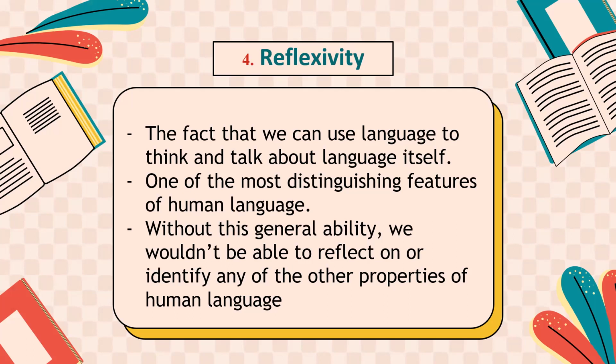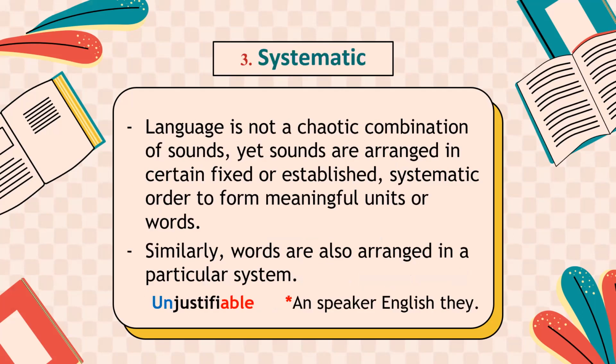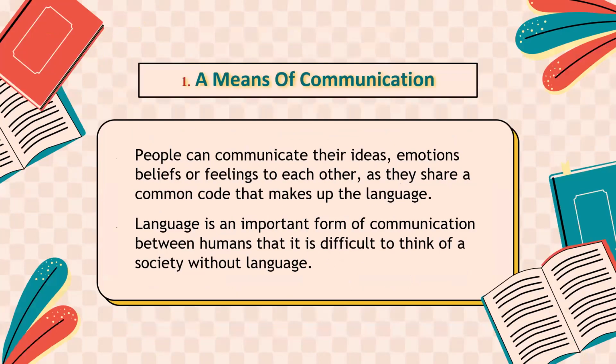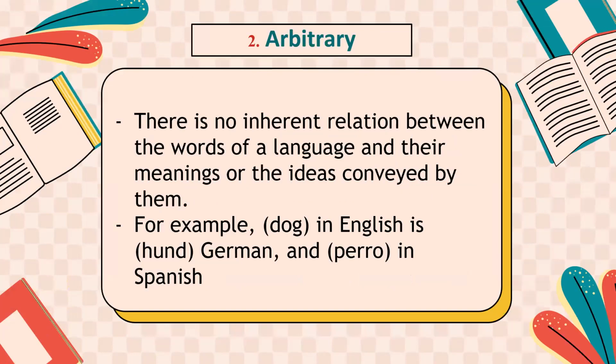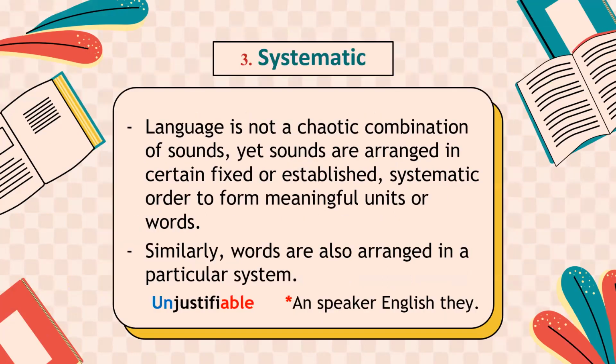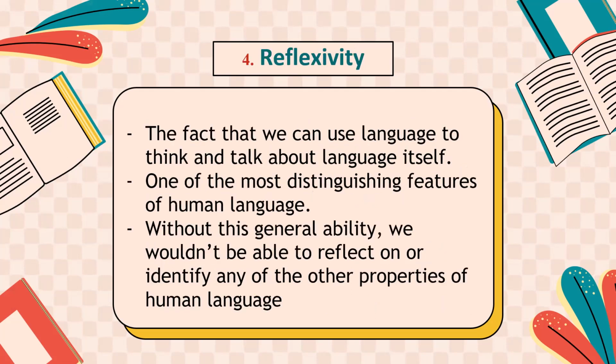Without this general ability, we wouldn't be able to reflect on or identify any of the other properties of human language. So right now we are discussing systematic, we're discussing arbitrary, and we're discussing a means of communication, right? If we don't have a language, we will not be able to say any of these things. We will not be able to say language is systematic. And we will not even be able to say the word language itself because we don't have this ability. But with language, this great ability, we can reflect on language itself. We can talk about language itself.